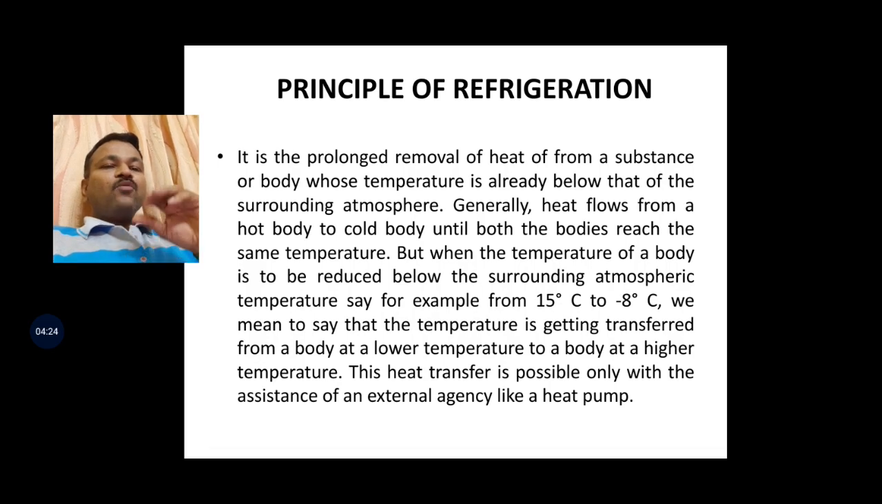So we have to remove heat from a body so that its temperature is well below the surrounding temperature. How are you going to get this? Within one stage? No, you will not get it within one stage. You will get it after several stages. You are going to reach that target, 10 degrees, 15 degrees, 20 degrees, the comfortable temperature. That is why we use the phrase prolonged removal of heat from a substance or a body whose temperature is already below that of the surrounding atmospheric temperature.